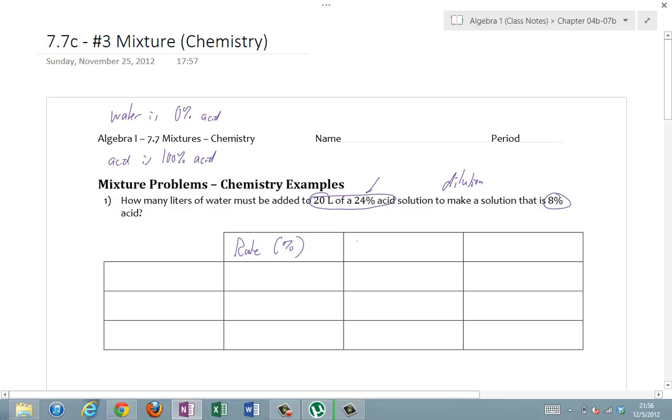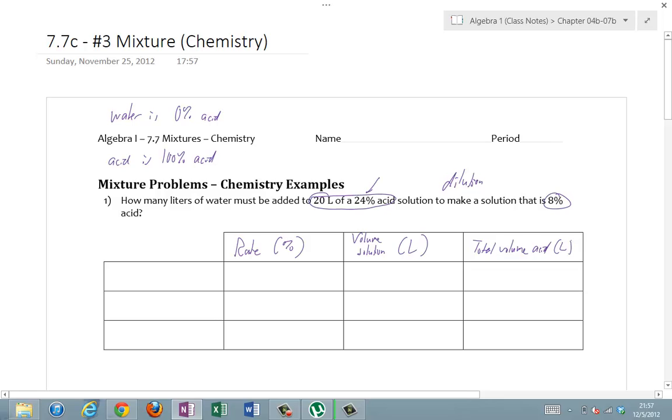The next one is going to be a volume. In this case, we're doing liters. And so I'm going to be specific here. We're going to say this is the volume of solution, because if I multiply the rate, that's the percent acid that it is, times the volume of the solution, I should get the total volume of acid. How much acid is there actually in the thing?